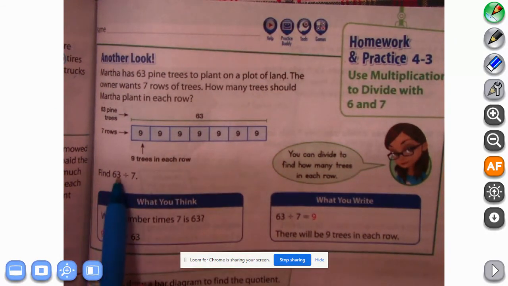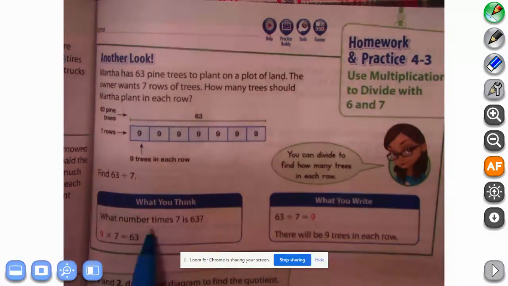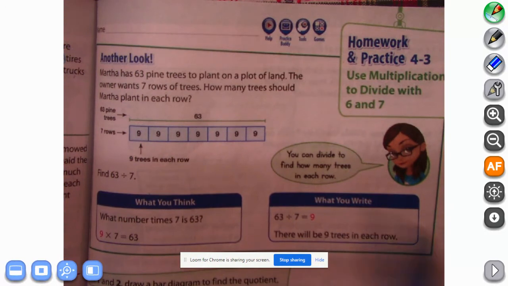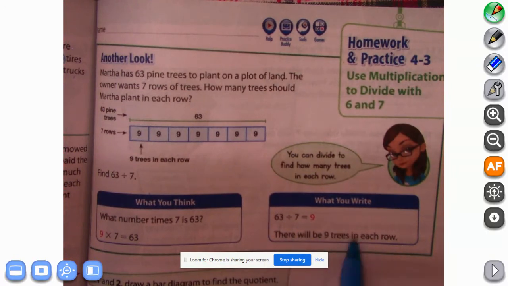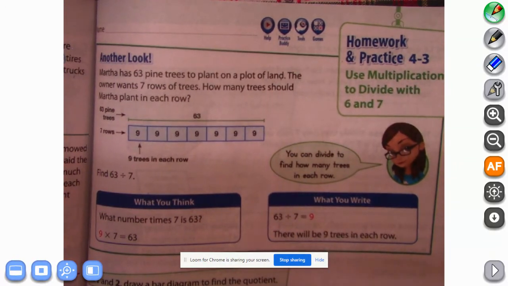So find 63 divided by 7. What number times 7 is 63? 9 times 7 is 63. You can divide to find how many total trees in each row. 63 divided by 7 equals 9. There will be 9 trees in each row.